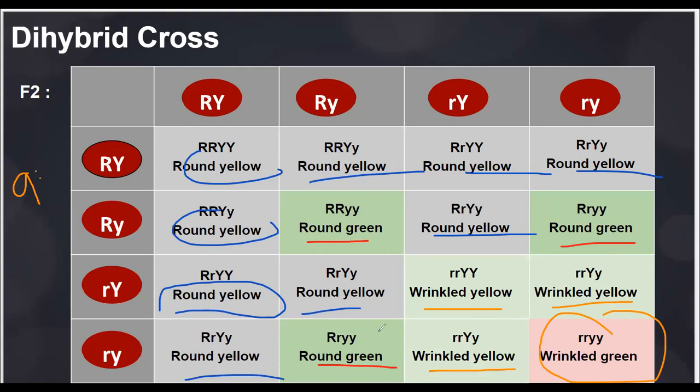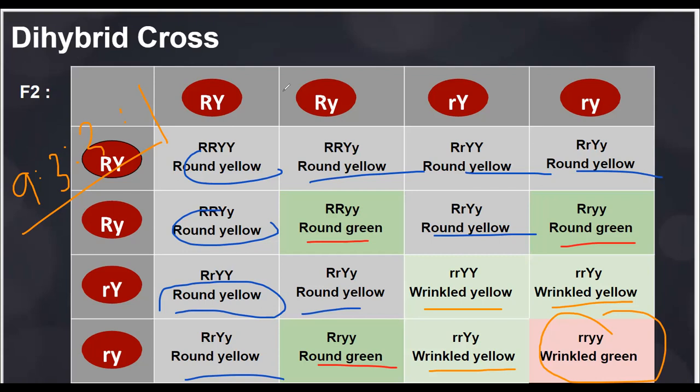Then round and green are how many? 3 is to 3. Wrinkled and yellow is how many? 3 is to 3. And wrinkled and green is only 1. So all this should add up to how many? Total 16. So 9 plus 1, 10. And 3 plus 3, 6. So 16. So this is the phenotypic ratio.